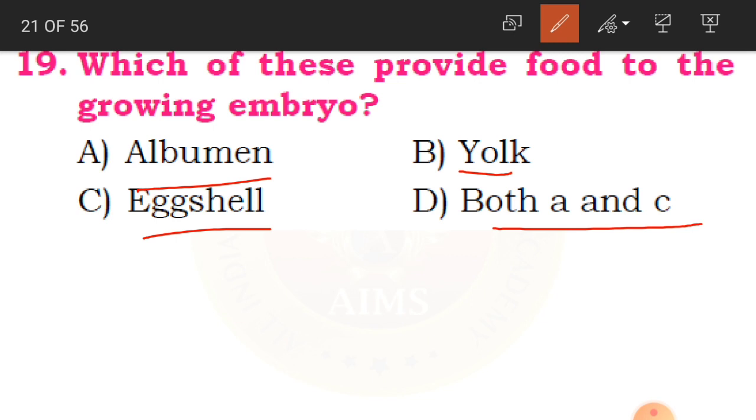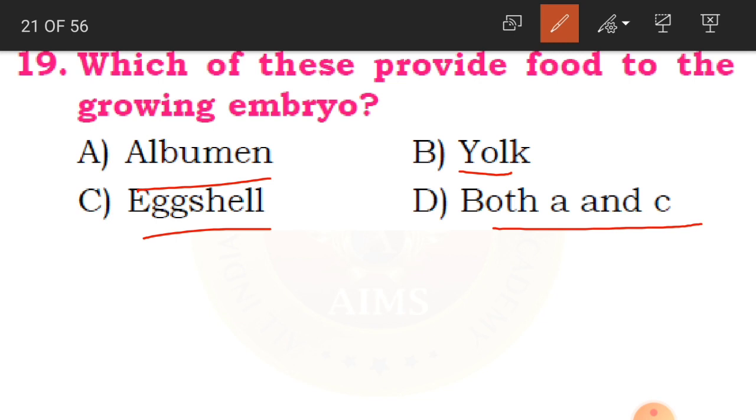Albumin. Albumin is what, children? It is a white jelly substance. Yolk. It is what? The yellow one. No. Eggshell. The outer layer of the egg. Both A and C, that is albumin and eggshell.